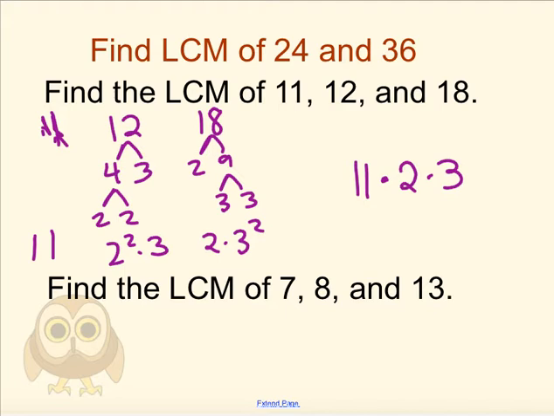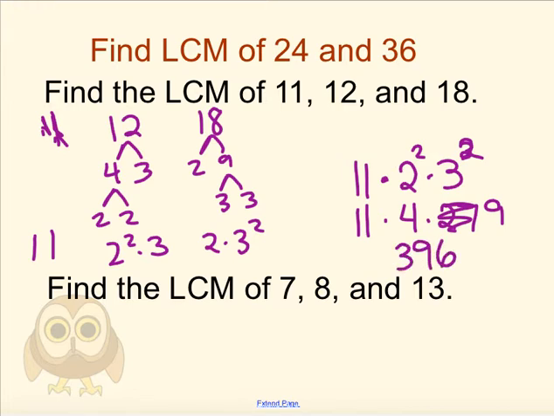Now I look to see how many of each I need. Well, there's just one 11. The 2 squared is the highest one, the biggest one, and the 3 squared is the highest one, which means I'm going to be multiplying together 11, 4, and 9. Oh, sorry, that should be a squared, so it should be 9, which means I am going to get 396. That is my least common multiple between 11, 12, and 18.